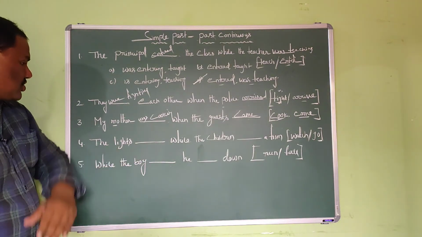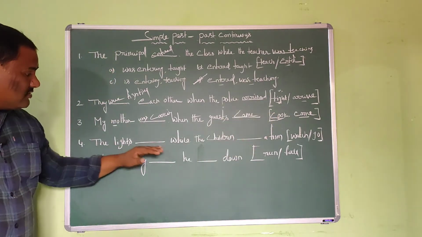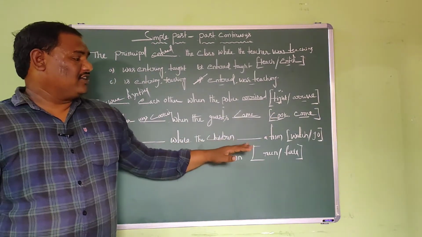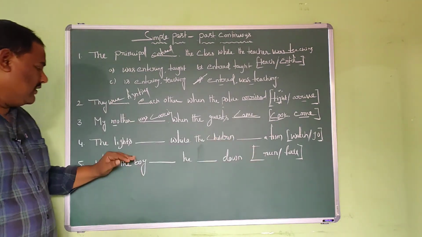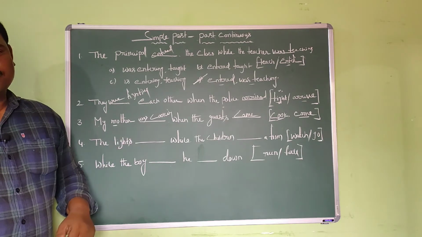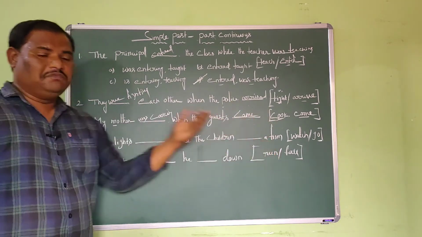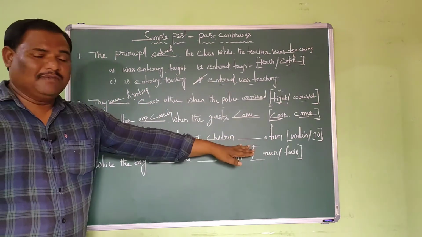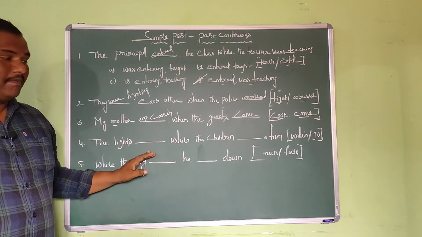The lights dash while the children dash a film. The lights dash when the children dash a film. So while the children were watching cinema, something happened with the lights. While the children were doing something, something happened. So the second blank can be filled up with the past continuous tense, and the first blank can be filled up with the simple past.